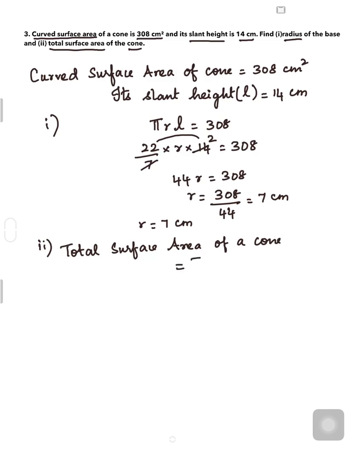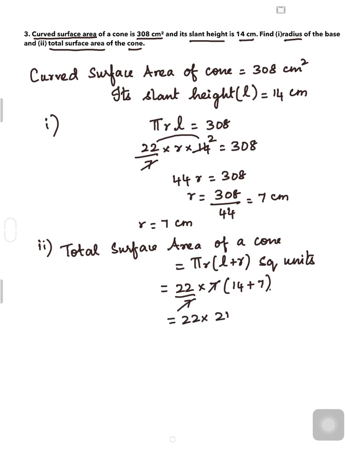Total surface area of a cone is pi R into L plus R square units. Units is very important. So what is pi value? 22 by 7 into what is R? We found 7 into L is 14 plus R is again 7. So 7 gets cancelled. So 22 into 14 plus 7 is 21. So 22 into 21 is 462. So you get 462 centimeter square.